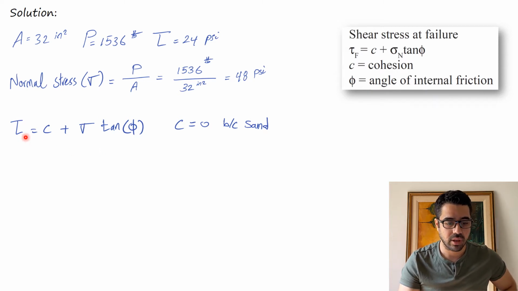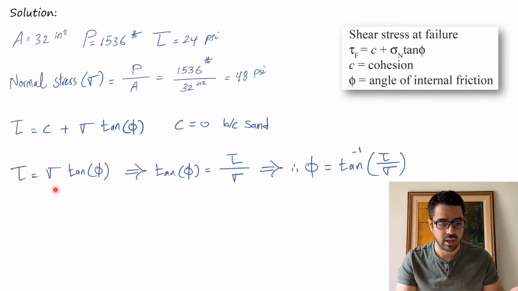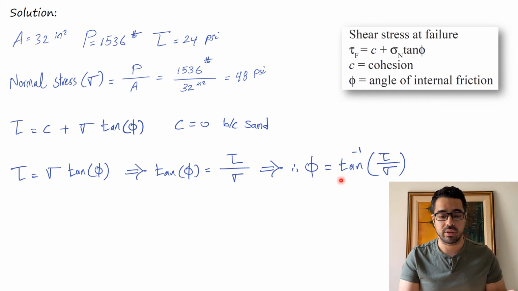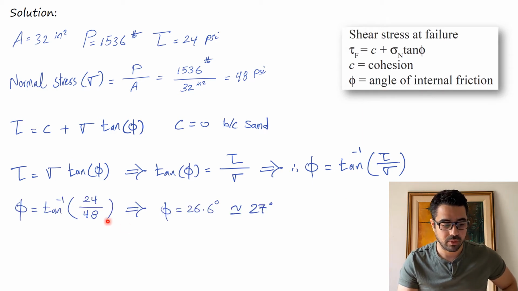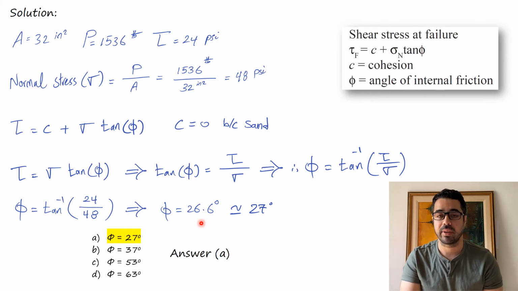C is 0. Tau basically is 24. Sigma, we just found, is 48. We do a little bit of mathematics. So basically tau equals sigma times tan phi, and then phi is going to be tan inverse of tau over sigma. We plug in the numbers. As I said, 24 is the shear stress tau from here, and 48 is the normal stress. You do the inverse of the tan, you get 26.6, almost 27. The answer is basically A.